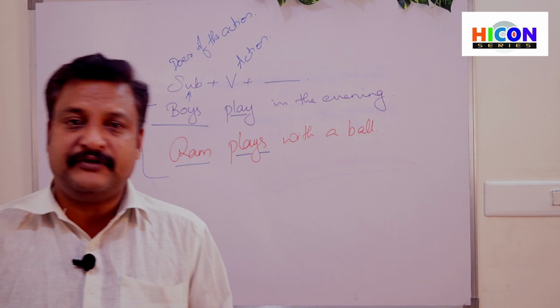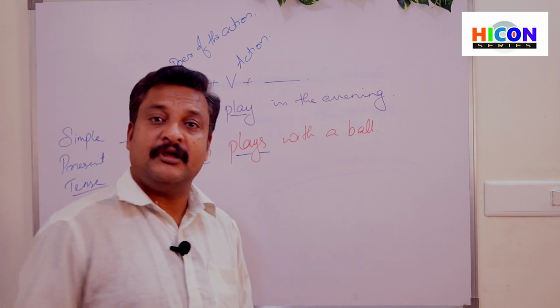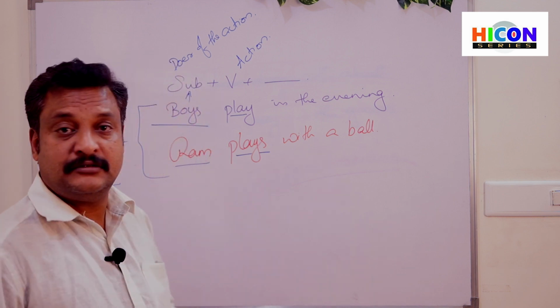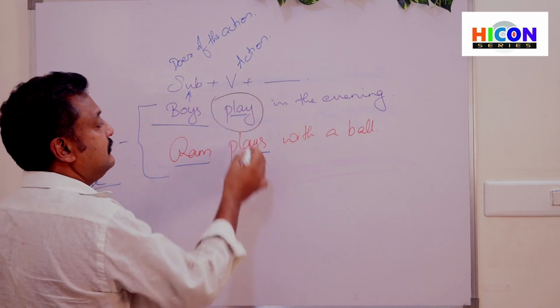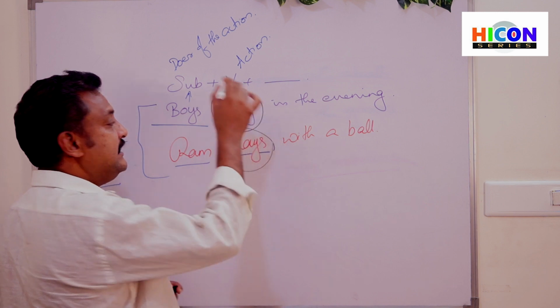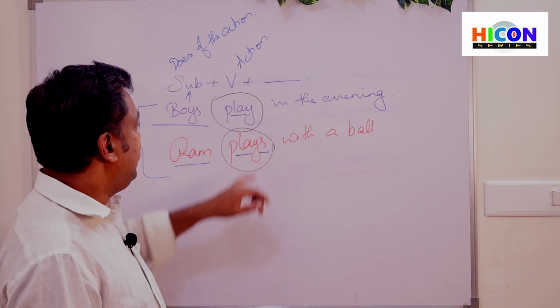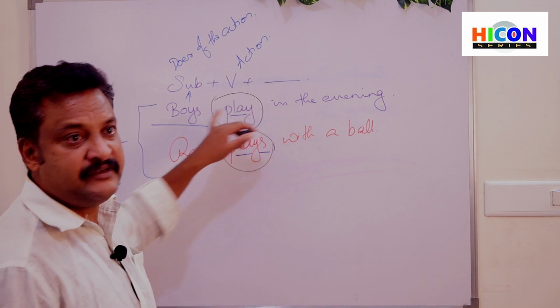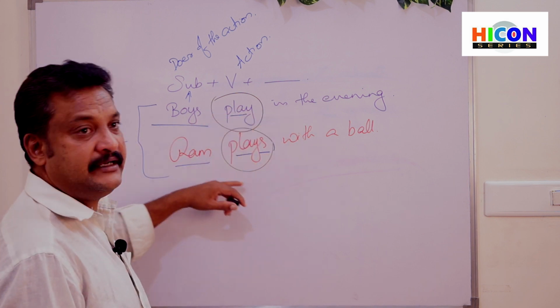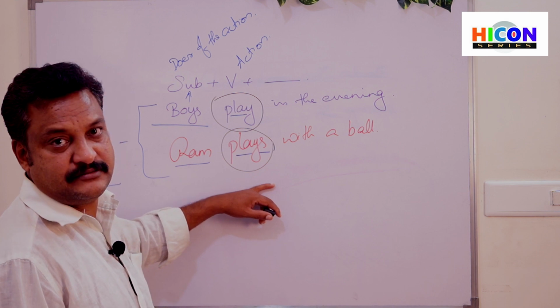Now, is there any difference here? In this sentence, it is a play. Here, it is a plays. So, actually what happens is an S is missing here. Isn't it? Here we set it as a play and here it is set as a plays. Right?